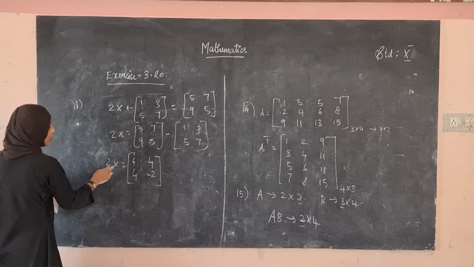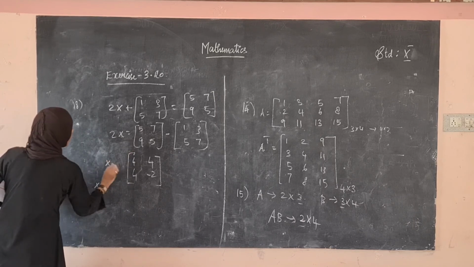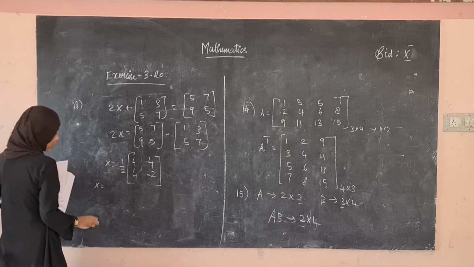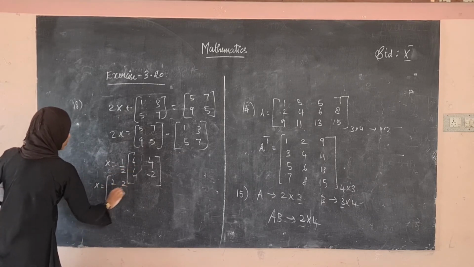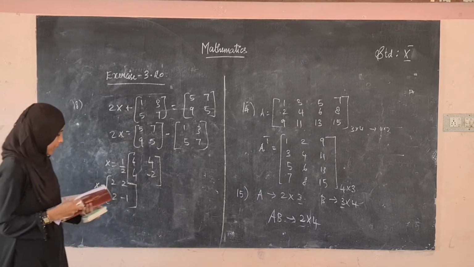So see here, 2 into X. So X is equal to 1 divided by 2. You have to divide every element by 2. So X is equal to 2, 2, 2, minus 1. So the option is B.